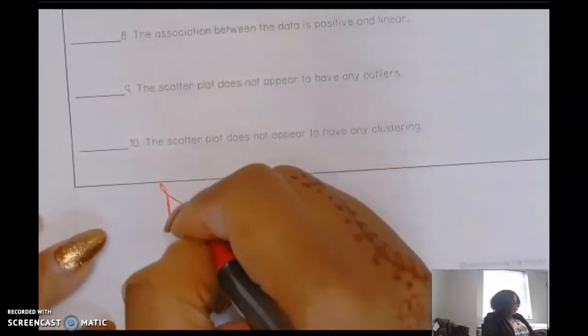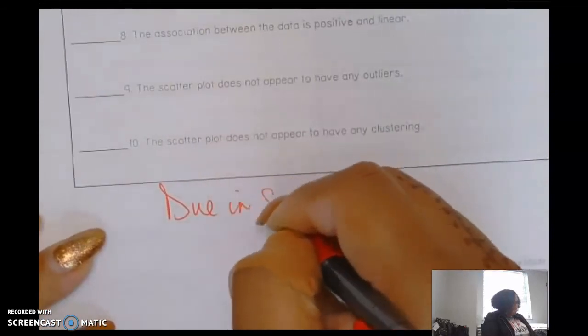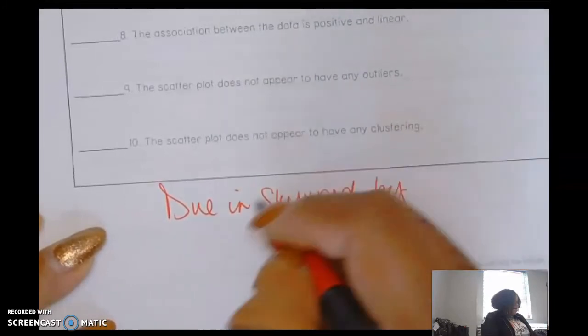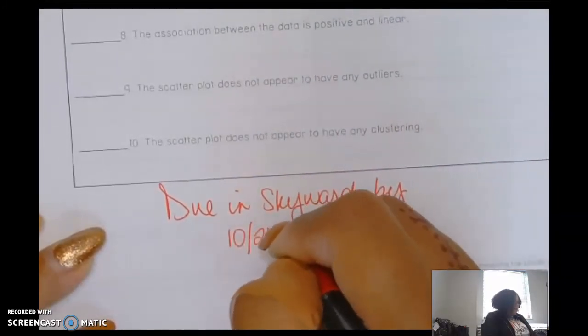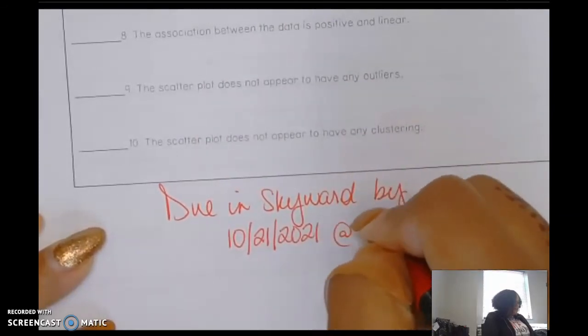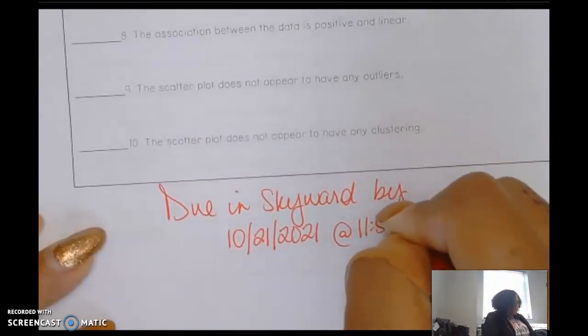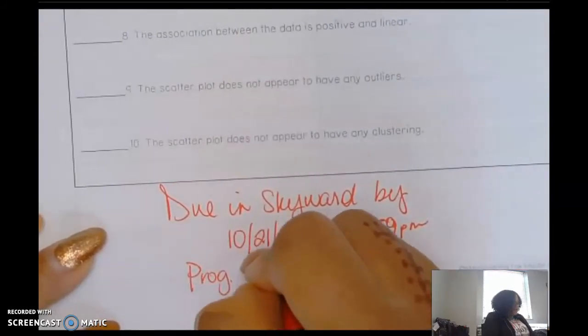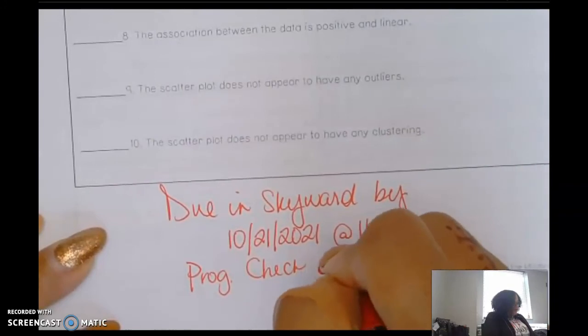This will be due in Skyward by Thursday at 11:59 p.m. You also have a progress check on Friday.